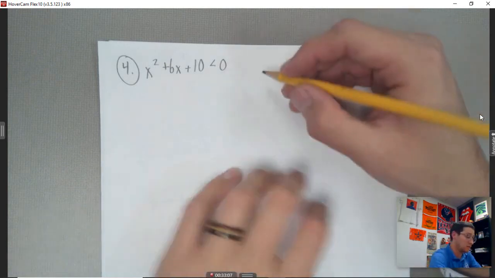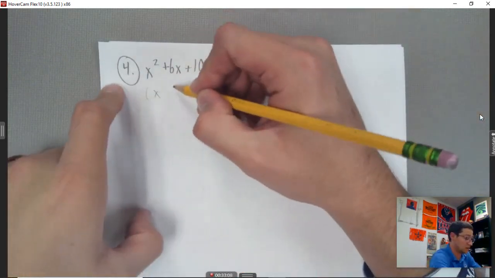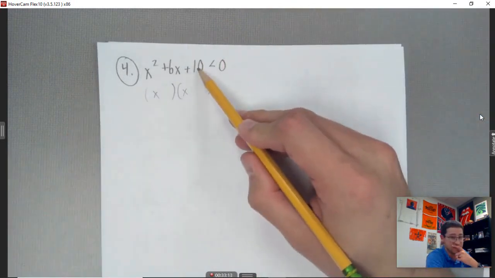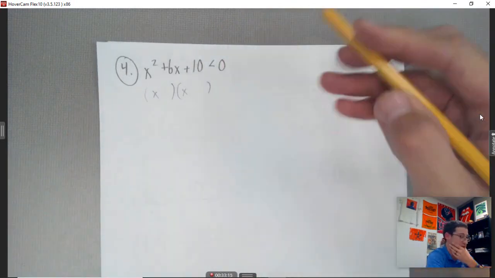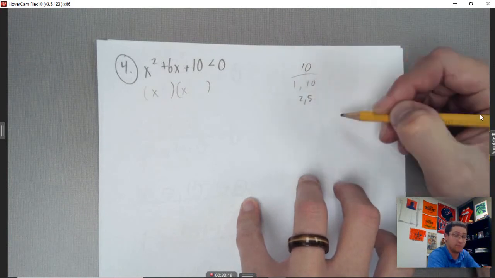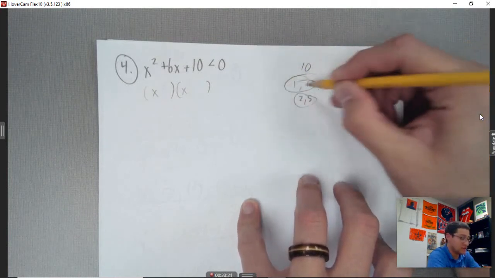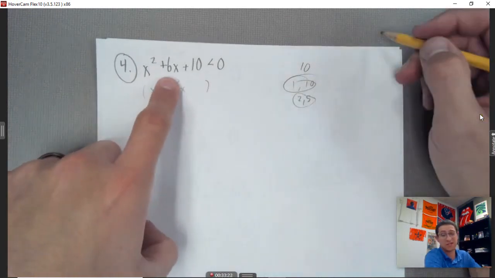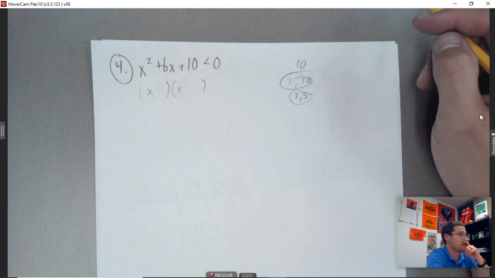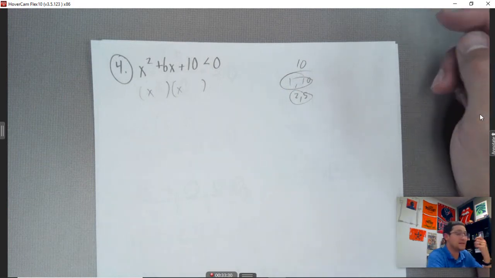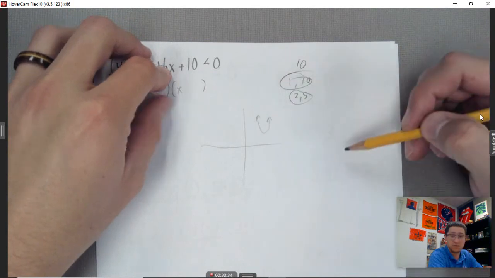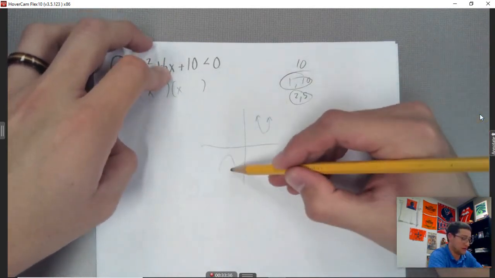What we see is that this is your classic trinomial. We look at this 10, and if we were to think of the factors of 10, you've got 1 and 10, you've got 2 and 5. Problem is none of these add up to 6, so this is actually unfactorable. If it's unfactorable, that means it doesn't intersect the x-axis. So it's either something like that, or it could be like that.